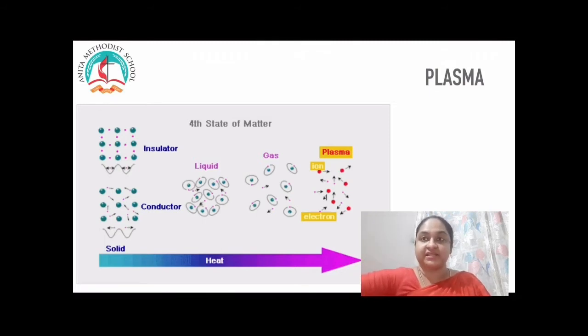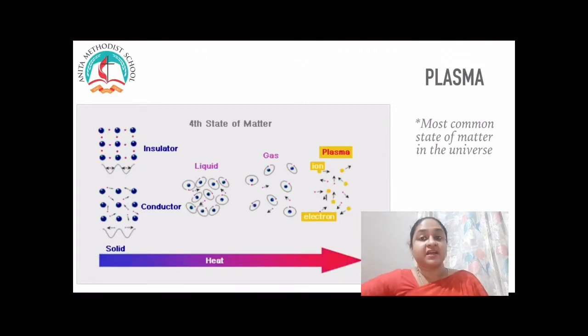If you see that picture. Okay, so where do we find plasma? If not much on the earth, in the universe, the sun and the stars are covered with plasma. So the most common state of matter in the universe is plasma.